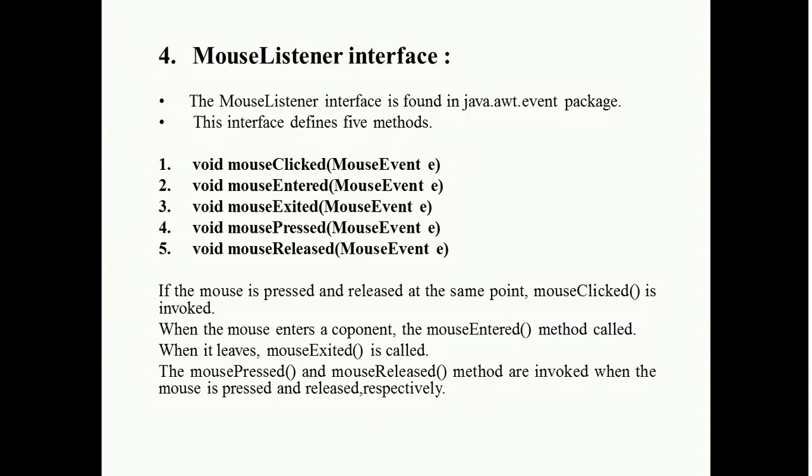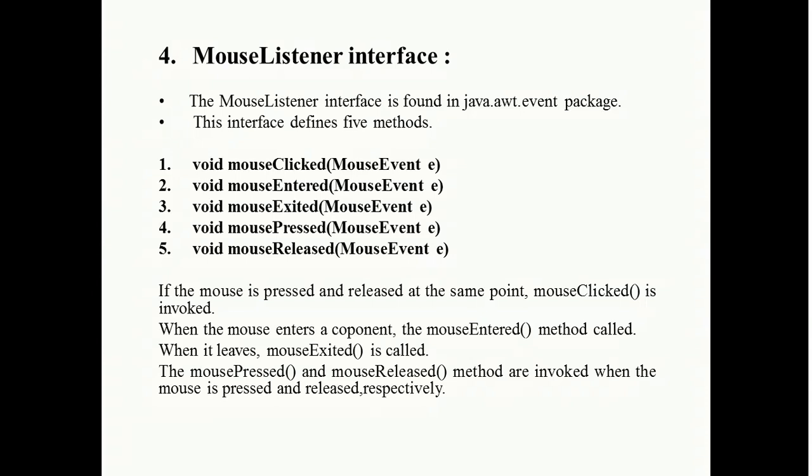First, see what the mouse listener interface is. The mouse listener interface is found in the java.awt.event package. This interface has 5 methods. First one mouseClicked, second mouseEntered, third mouseExited, fourth mousePressed, and fifth mouseReleased. So there are a total of 5 methods in the mouse listener interface.